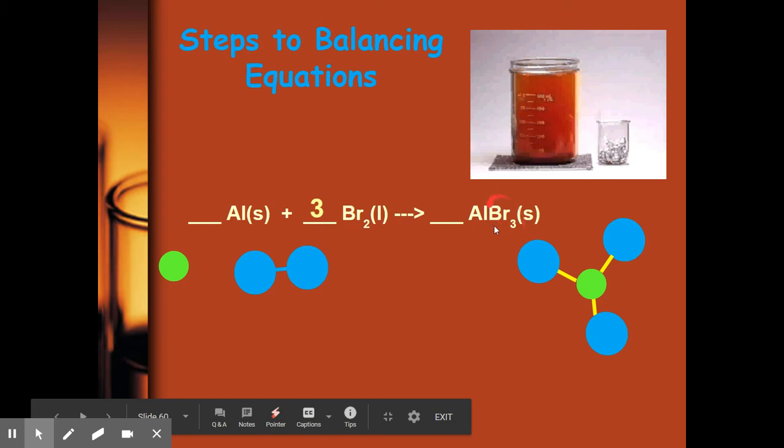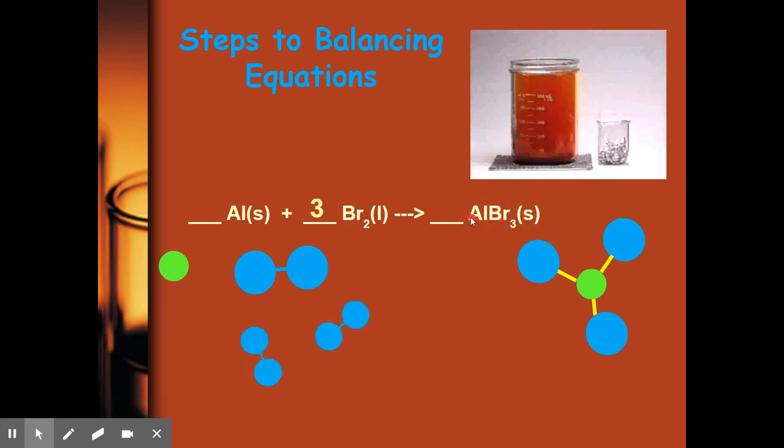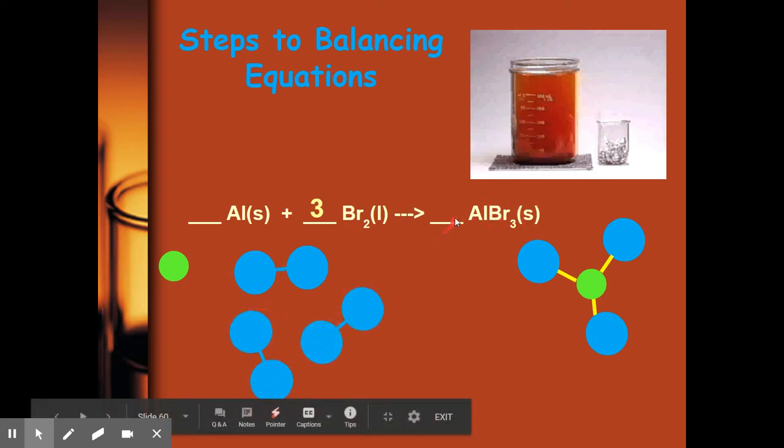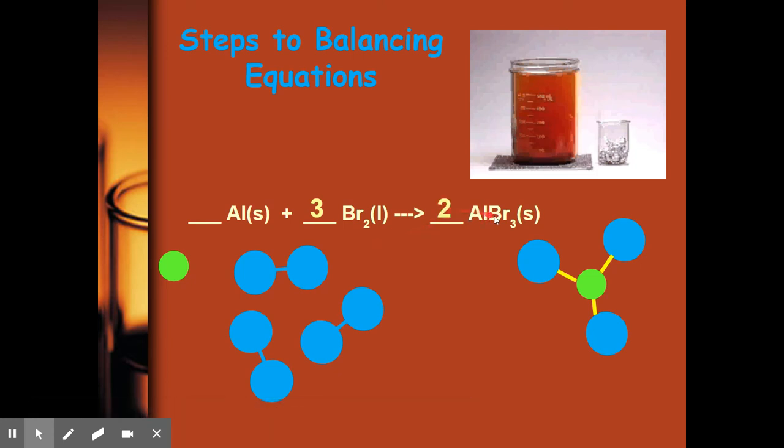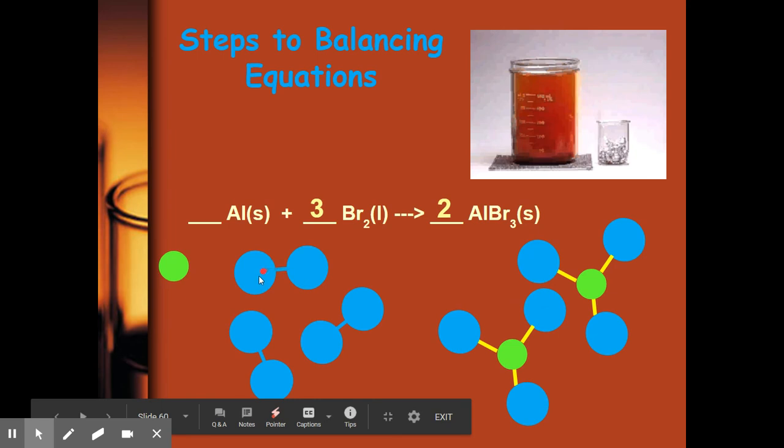How do I get bromine on this side to 6? We would put a 2 there. So here we got the 3 here. And then to get this side to 6, we have to put a 2 here, which means we're going to add another particle of this. So now we count up, we got 6 blues on the left. We got 6 blues on the right.